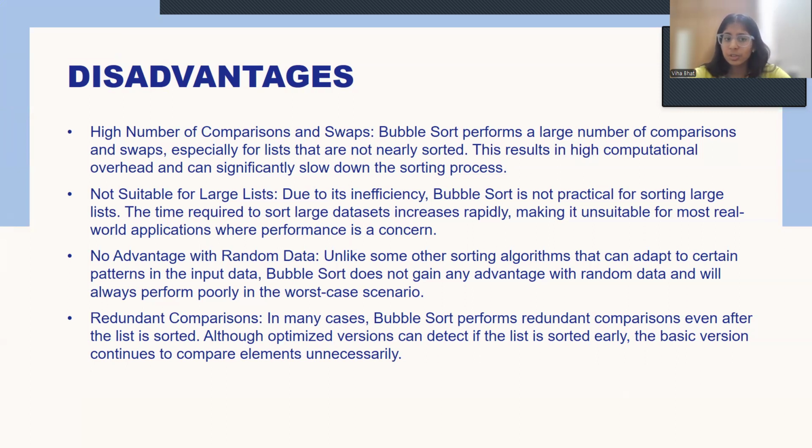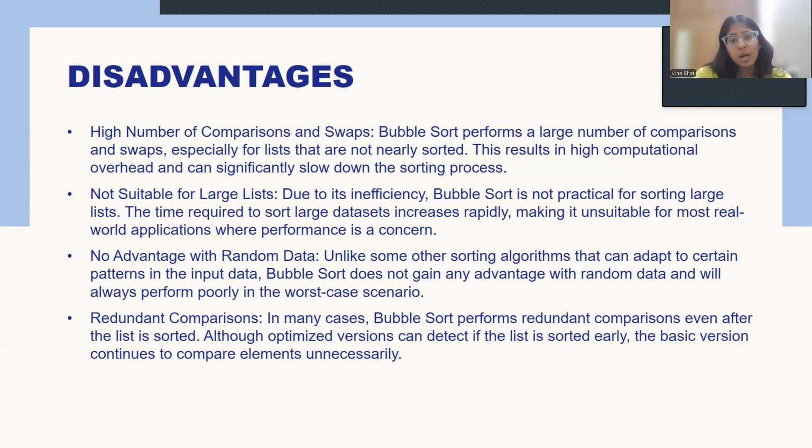Next is not suitable for larger lists. Again, because it compares each and every element with every other element in the array, the larger the number of elements in the array, the more time it's going to take. So due to its inefficiency, bubble sort is not practical for sorting large lists. The time required to sort large data sets increases rapidly, making it unsuitable for most real-world applications where performance is a concern. Next is no advantage with random data.